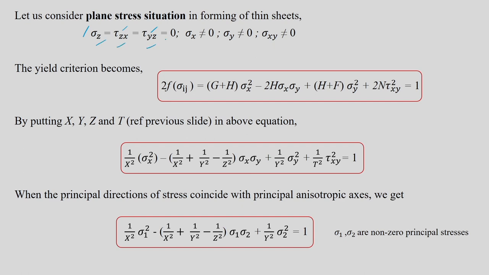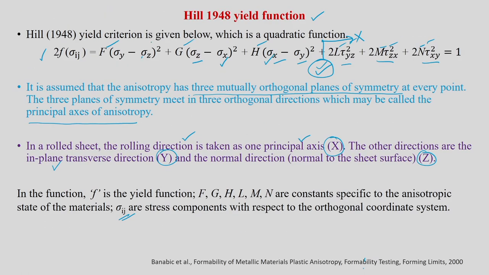The remaining sigmas will remain: sigma x, sigma y, tau xy. So the previous yield function is going to become (G + H) sigma x square minus 2H sigma x sigma y plus (H + F) sigma y square plus 2N tau xy square equal to 1. Sigma z, tau zx, tau yz go off; this entire term will remain, yz will go off, zx will also go off, and this will remain.